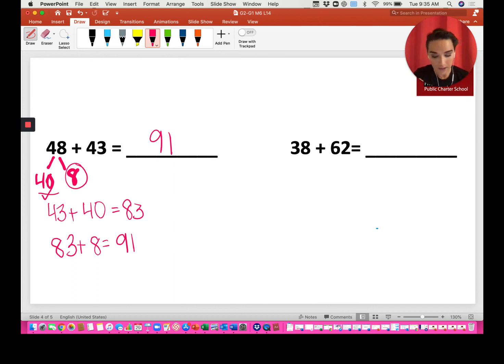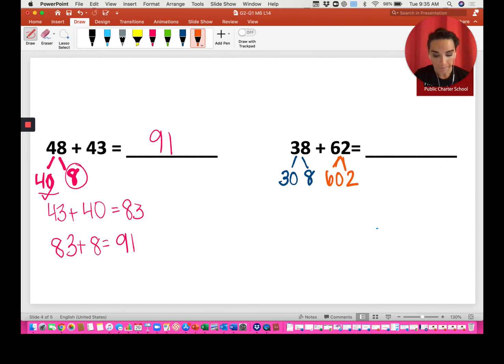All right, let's decompose. So if we start by decomposing 38, what two numbers did you get when you decomposed 38? You should have said 30 and 8. Excellent job. And what two numbers did you get when you decomposed 62? You should have said, there we go, 60 and 2.